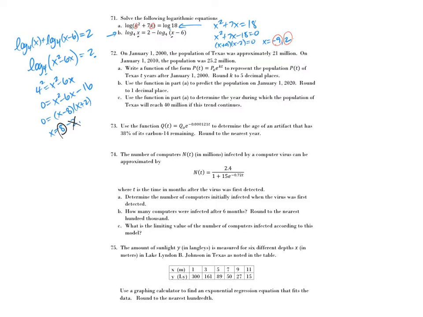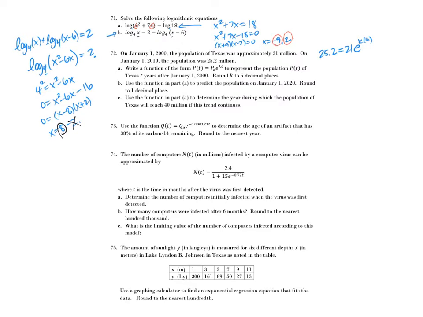Okay, next one. The population of Texas was 21 million. And in 2010, the population was 25.2 million. Write a function of that form. Round k to 5 decimal places. Okay. So what we can say is that in 2010, the population was 25.2 million. So we'll put 25.2 is equal to our initial population, which was 21, e to the k times 10 years time passed. Okay. So I can do that to solve for the k.